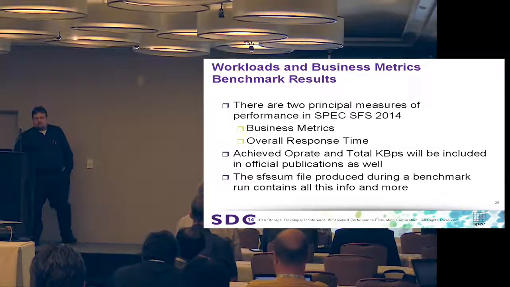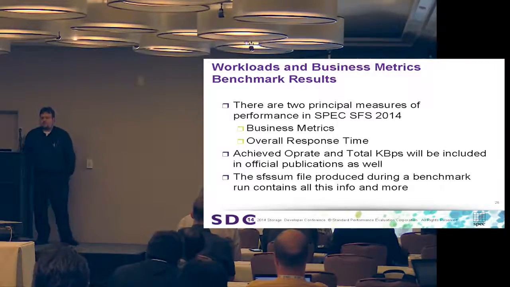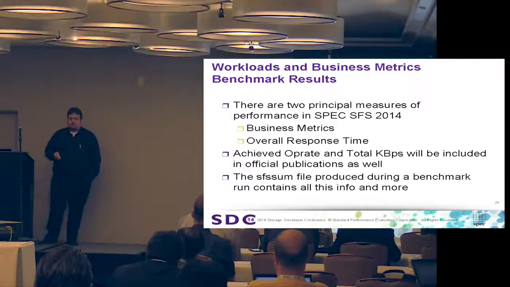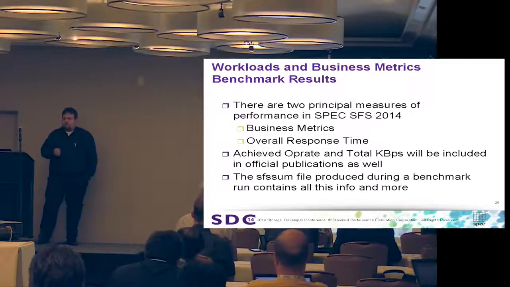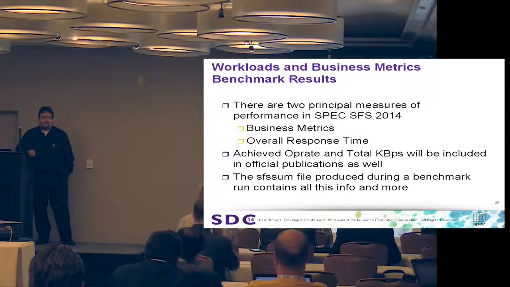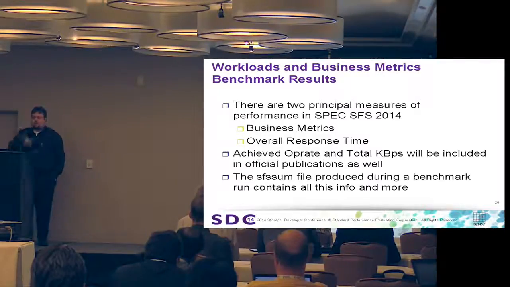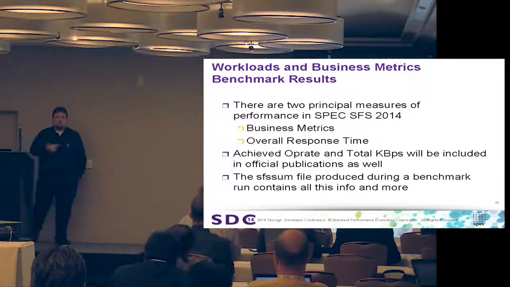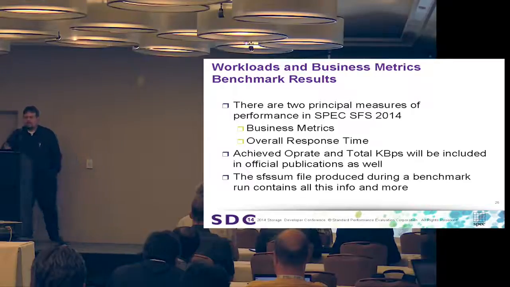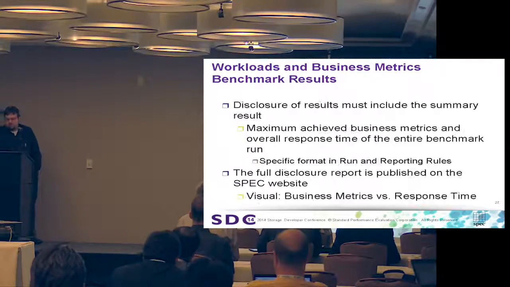So what are the benchmark results? What do they look like? There are two principal things we report in the results, and that's business metrics and overall response time. You do also have access to achieved operate and total kilobytes per second, and that's also reported on the website in full disclosures. I'll show you an example of that. The SFS sum file that's produced during a benchmark run contains all this info and more. Like you can break down total kilobytes per second into read and write kilobytes per second, for example.